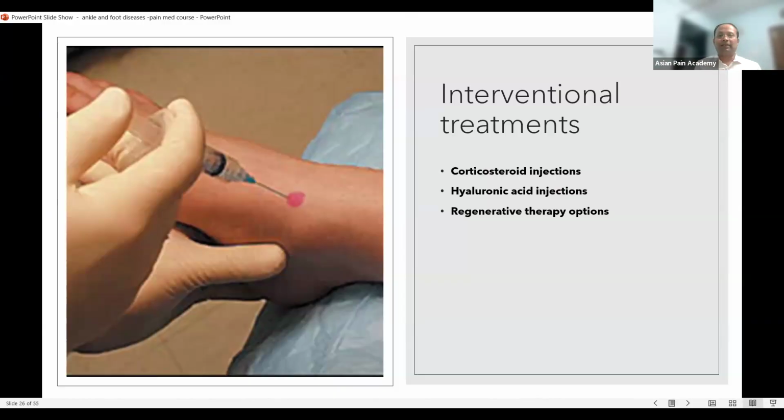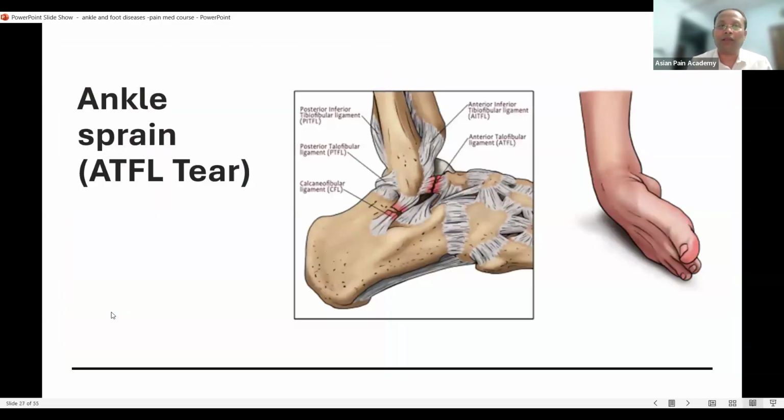Interventional treatments for any joint, for any arthritis. What interventions are needed? Corticosteroid injection if it is an acute presentation. If there is no acute inflammation but there is a deformity and chronic pain, then we will go for hyaluronic acid injection. Regenerative therapy options are also there, so we will go for PRP injection, or other regenerative options. Okay. Now I go to the demonstration.